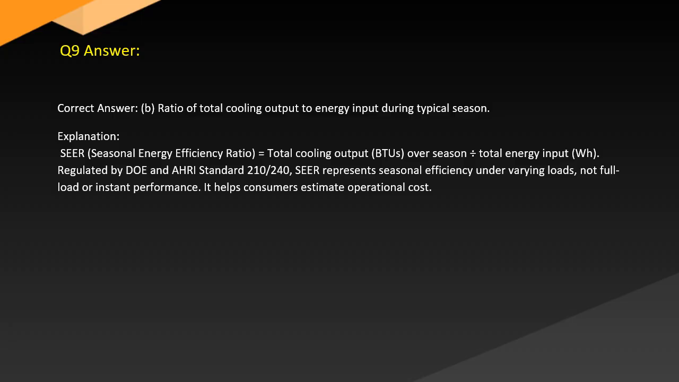Answer. Correct answer: B. Ratio of total cooling output to energy input during a typical season. Explanation: SEER, seasonal energy efficiency ratio, equals total cooling output in BTUs over the season divided by total energy input, as regulated by DOE and AHRI Standard 210/240. SEER represents seasonal efficiency under varying loads, not full load or instant performance. It helps consumers estimate operational cost.